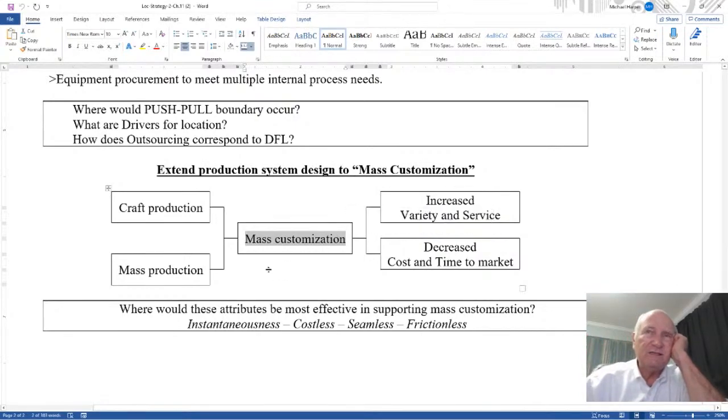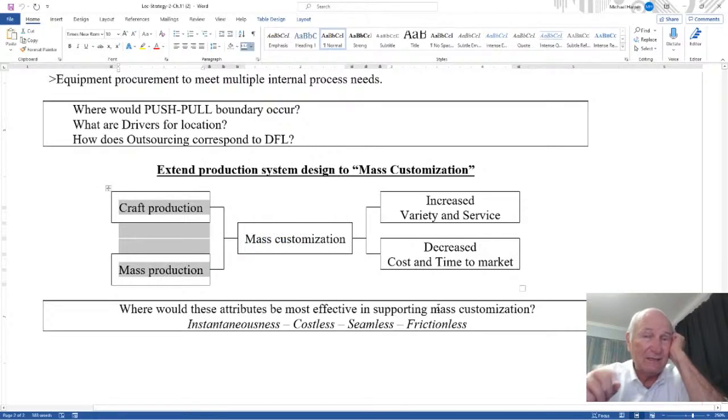Well, the mass customization then increased your product variety for sure, and your service. Again, the cycle time was very short, and so therefore it decreased the cost because it was cheaper, and the time to market. And so mass customization, because of technology, basically didn't undermine either one of these. It combined them and supported each one.